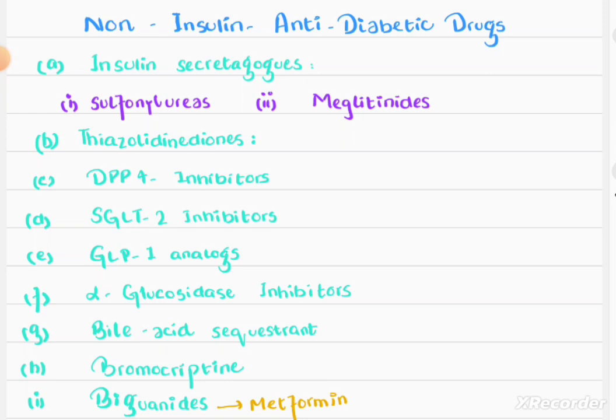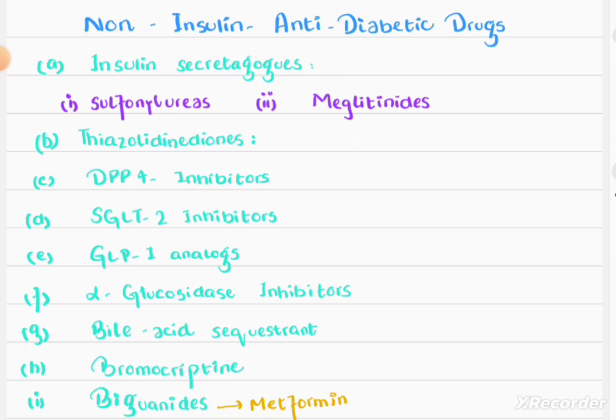The second one is thiazolidinediones. We have DPP-4 inhibitors, SGLT2 inhibitors, GLP-1 analog, alpha glucosidase inhibitors, bile acid sequestrants, bromocriptine, and the first line drug metformin, which comes under the class biguanide. So these are the classes that are used to treat diabetes mellitus 2, and we will discuss them separately.